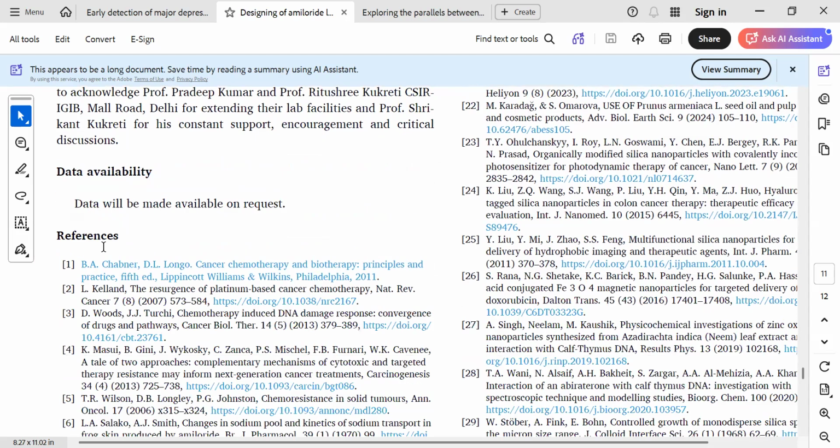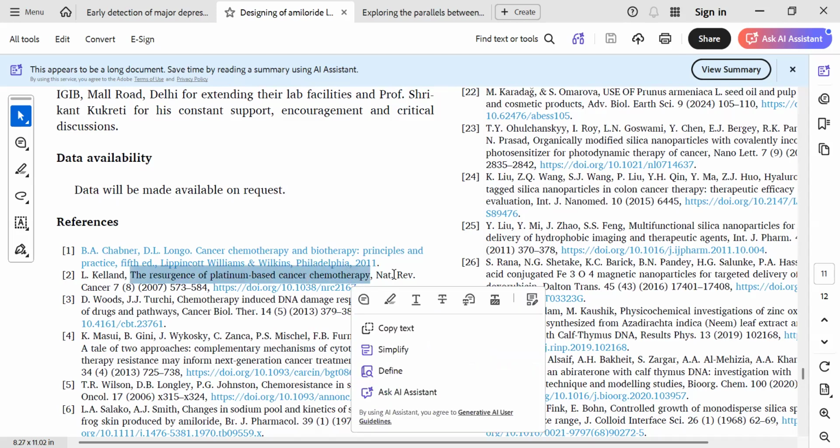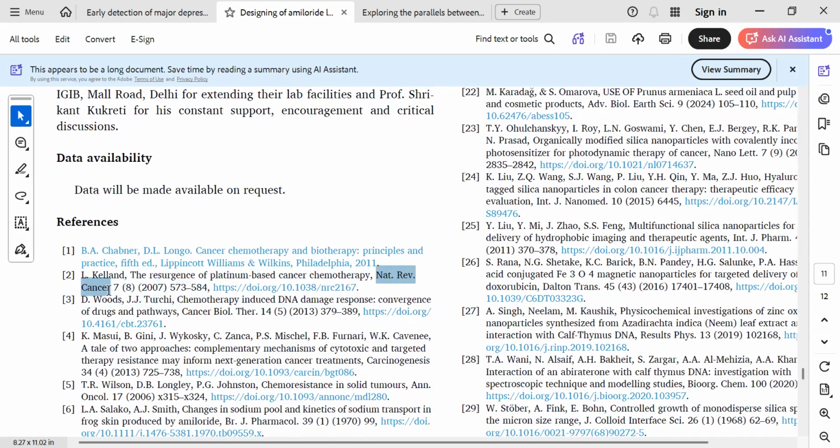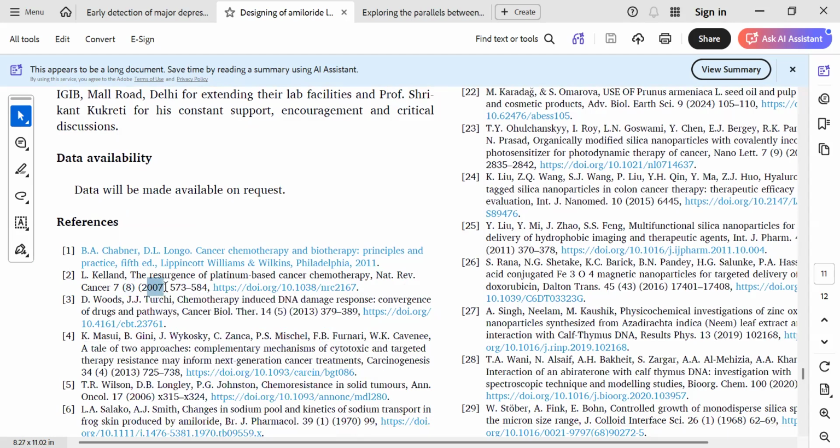And at the end you will give the references. Every journal has its own style. For example, this journal has B.A. Chebner, which means the first and second name of the author, later the surname of the author, comma. You have to see that every journal will have its own style. So name of the person, Al Galen, then the title of the paper, The resurgence of platinum-based therapy, and then Nature Reviews Cancer is the name of the journal, then 7 is the volume, 8 is the issue, then 2007 is the year, and then 573 to 584 are the page numbers.